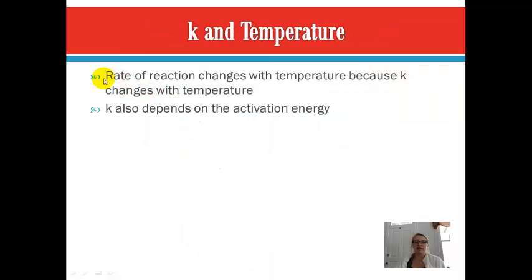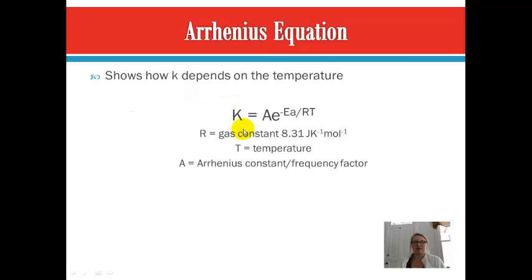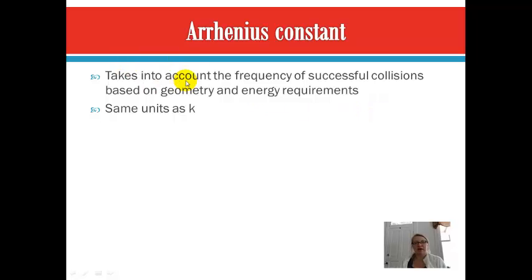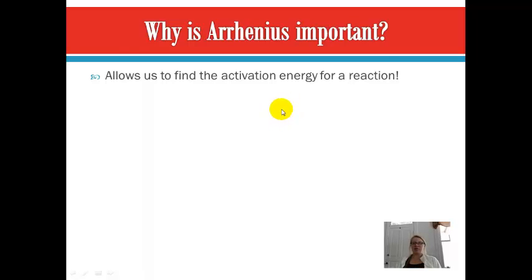So, k and temperature. The rate of reaction changes with temperature because, remember, k changes with temperature. And k also depends on activation energy. So, again, this equation can be used to show how k changes with temperature. And notice here, R is equal to 8.31 joules per Kelvin mole. So the Arrhenius constant A takes into account the frequency of successful collisions, and it has the same units as k. So, why is Arrhenius important? Again, it allows us to find the activation energy for a reaction.